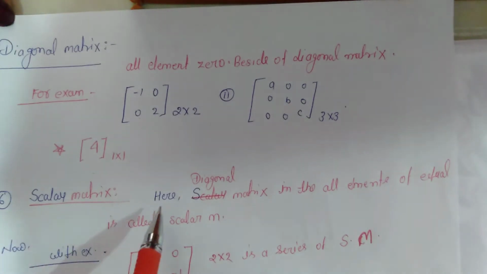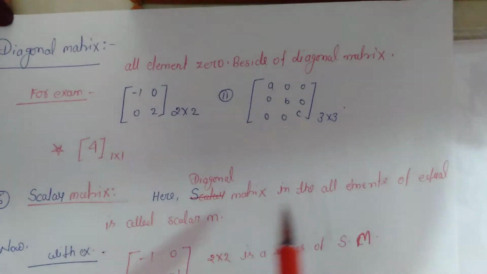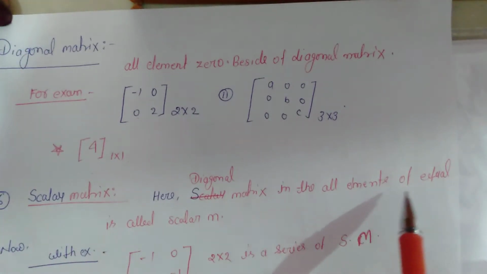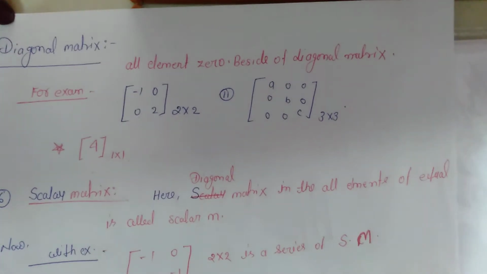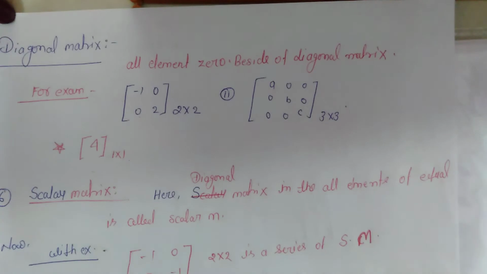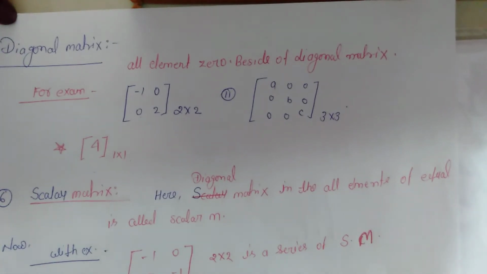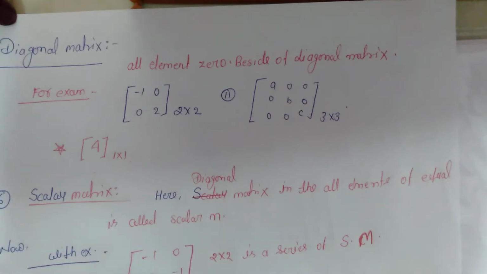And the scalar matrix: a diagonal matrix in which all the diagonal elements are equal is called a scalar matrix. A scalar matrix is a diagonal matrix with the same number in every diagonal element and 0 everywhere else. For example, 2 cross 2, 3 cross 3 and 4 cross 4 scalar matrices, with the same diagonal number, such as minus 1, and other elements 0.